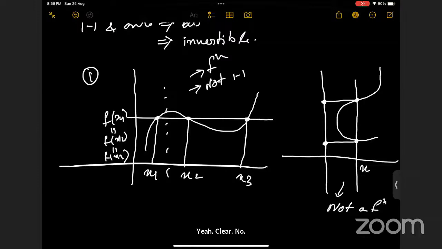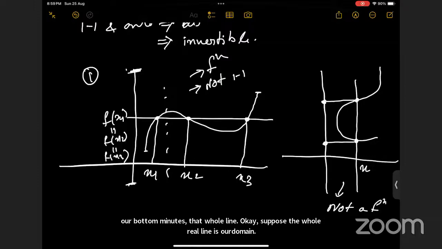Okay. So suppose this is our function up to that. There is no more extension. And our codomain is the whole real line. Suppose the whole real line is our codomain. Then is the function onto? No.